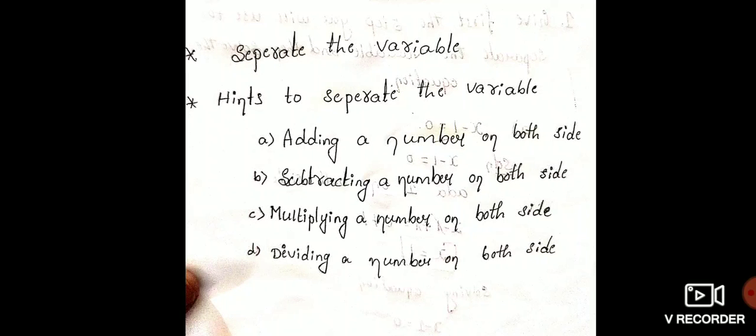So I will write here. First, what we do is separate the variables. Variables means small letter alphabets, A to Z. First we should separate the variables. So variables are small letter alphabets in the given equation.